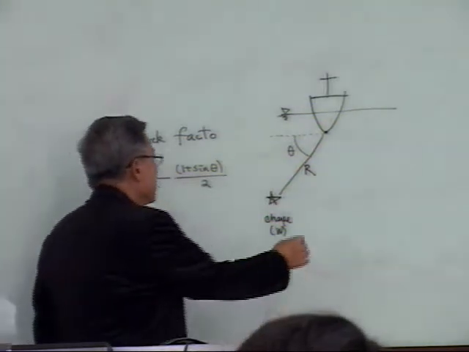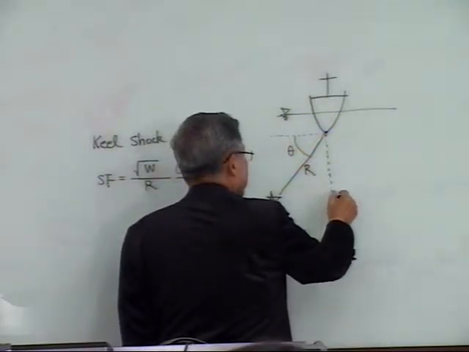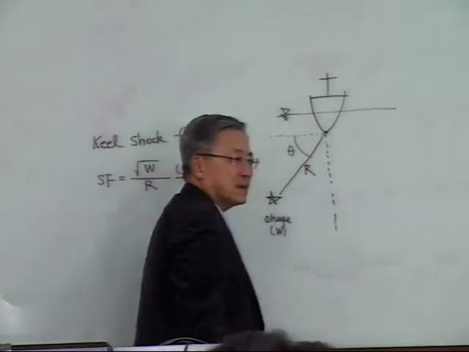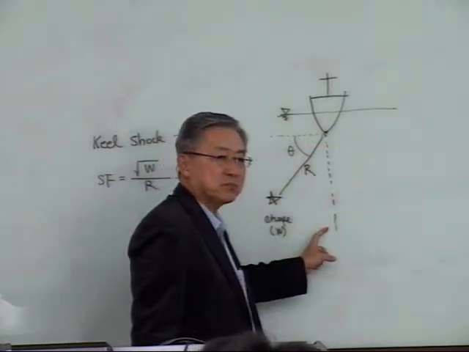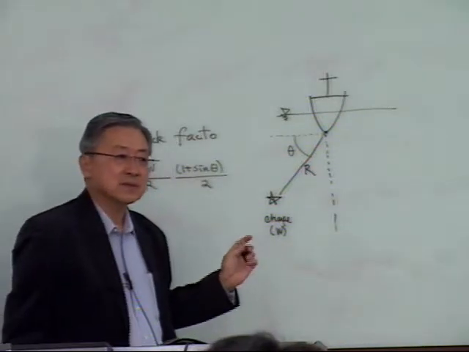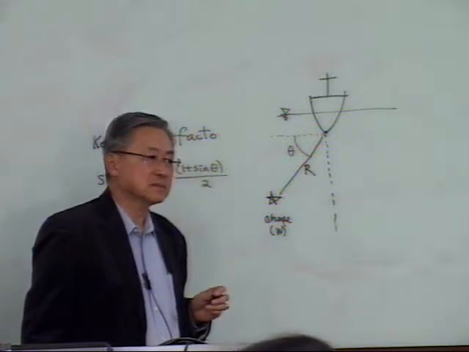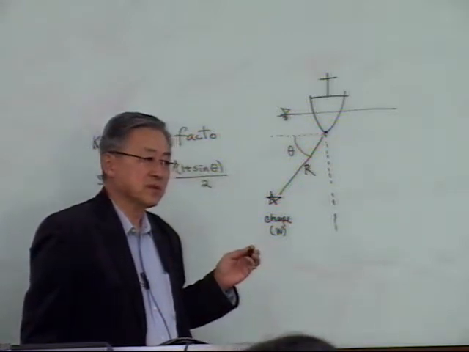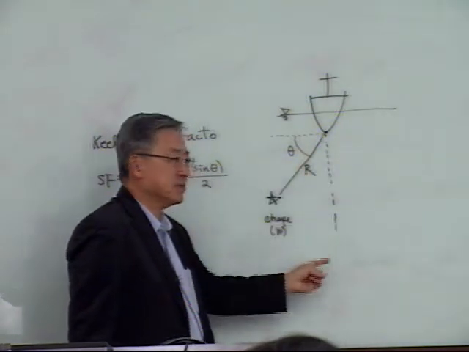And what happens if theta is 90 degrees, which means the charge is right below the keel? What's the shock factor? Charong, what's the shock factor if this is right below the keel?